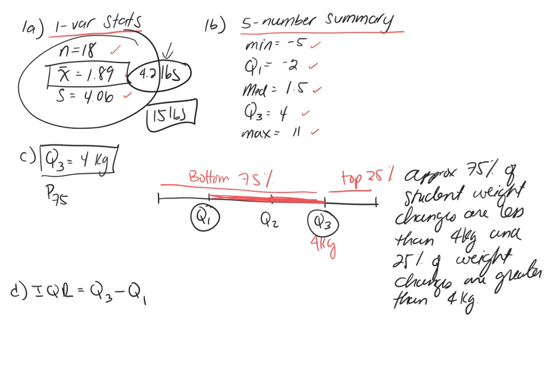So let's go ahead and calculate that value. So Q3 is 4 kilograms minus Q1, which is 2 kilograms. So this gives us a middle range of 2 kilograms, which is approximately 4.4 pounds. Okay, so in one sentence, you can say something like, the IQR of 2 kilograms represents the range of weight changes of the middle 50% of weight changes in this sample.